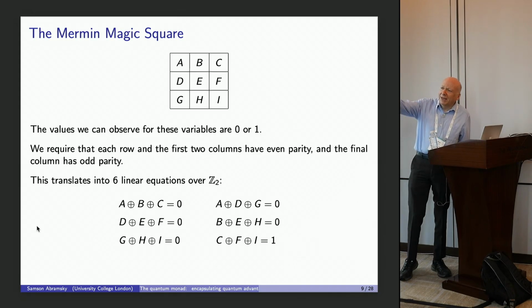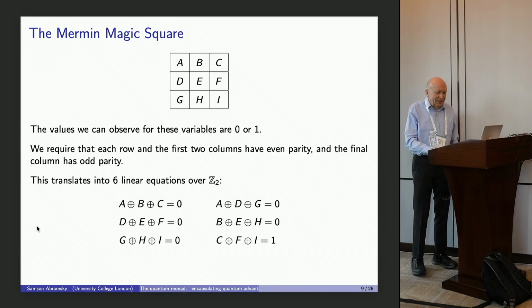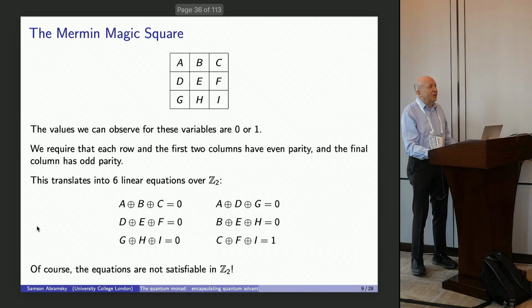We're saying if we take the exclusive OR in the rows and the first 2 columns, we get 0. That's a way of saying we get even parity. And in the final column, we get 1. So a system of 6 equations. And it's very easy to see that these equations cannot be satisfied classically.